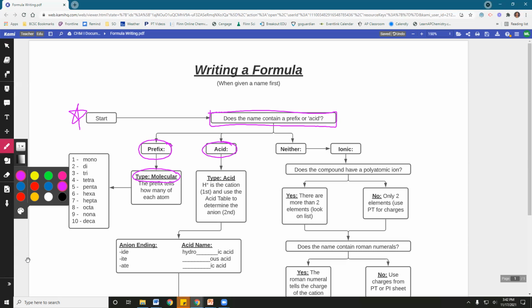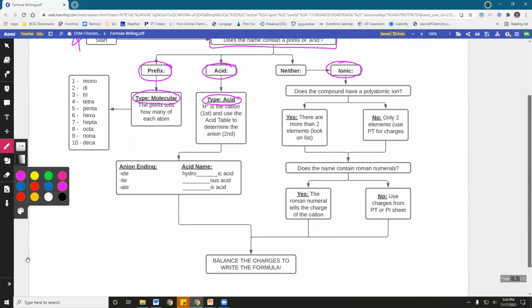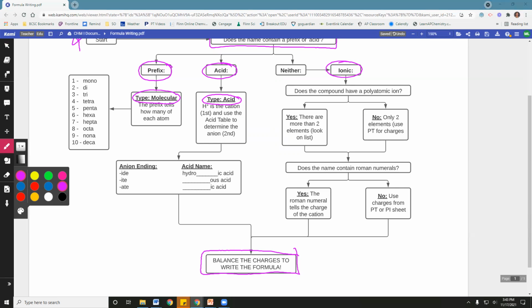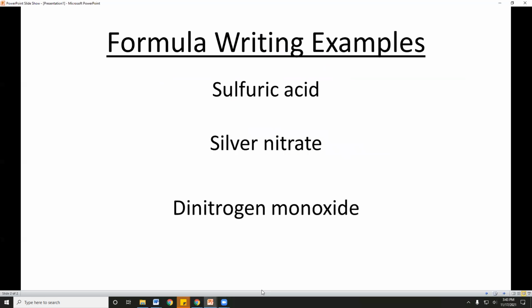If it has the word acid, then the type of compound is an acid. So it will start with H+, and then you use the table to figure out the rest. If it doesn't have either of those, then the type of compound would be ionic. And from there, I have some more clarifying questions just to make sure that you know where those charges go. It's also important to know that both for acids and for ionic compounds, you have to balance the charges to 0. If you don't, then it's not going to be written correctly, possibly. Okay, so I've got 3 examples to try just so that we can see how this all works out.